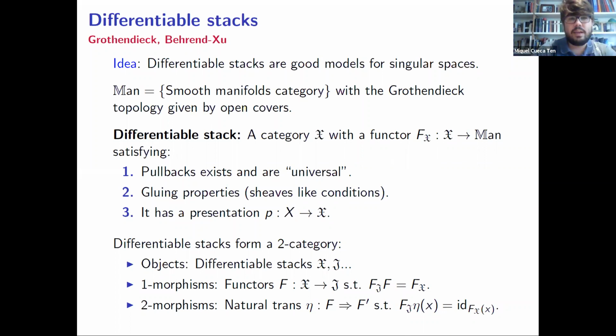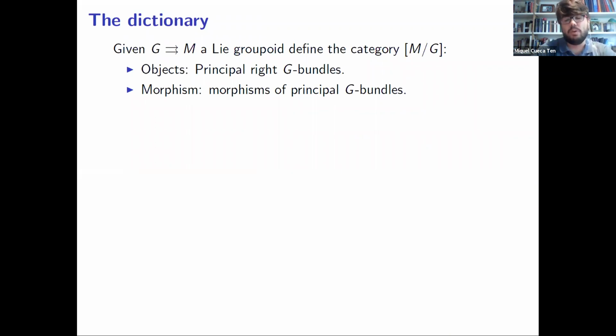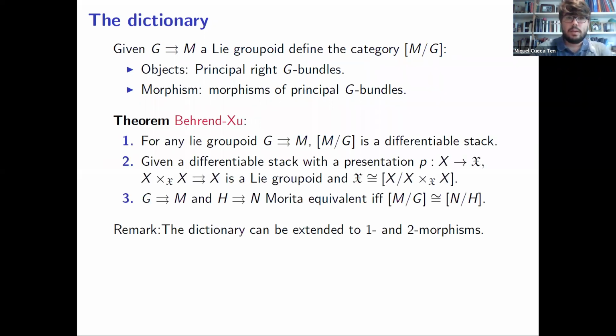So the geometry sits in a different point of view for differentiable stacks that comes from Lie groupoids. So suppose that I have a Lie groupoid, then I can define a category, sometimes called BG, where the objects are principal right G-bundles, and the morphisms in that category are just morphisms of principal G-bundles. Okay, and the point is the following theorem that is some sort of dictionary between Lie groupoids and differentiable stacks.